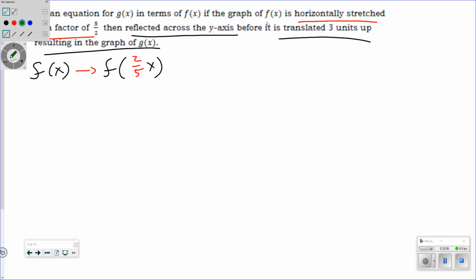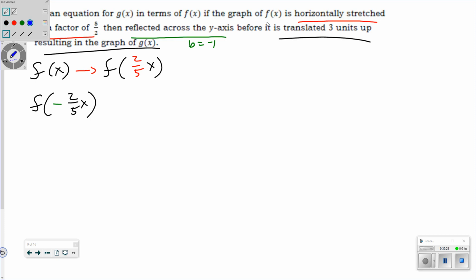After that, reflected across the y-axis. Across the y-axis is a horizontal reflection. That's telling me b is -1. It doesn't matter if you flip it or not, because it's -1 over -1. If you flip it, it's still -1. That's what you have after you flip it.